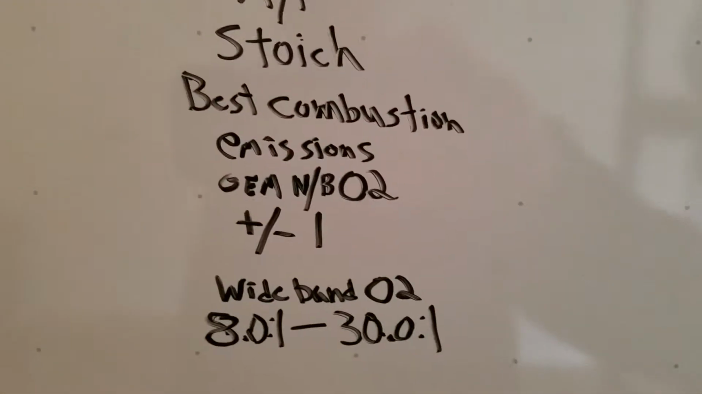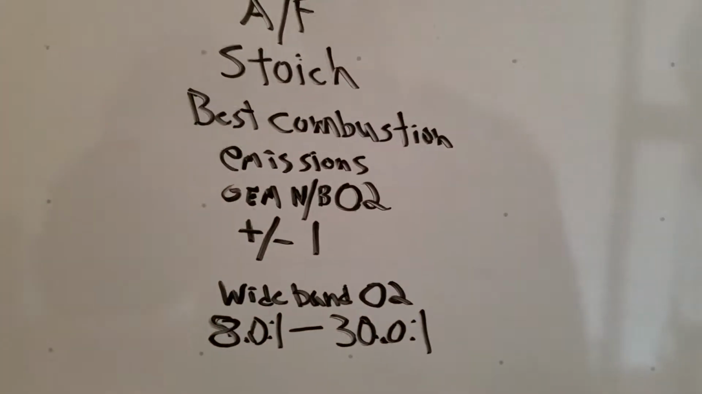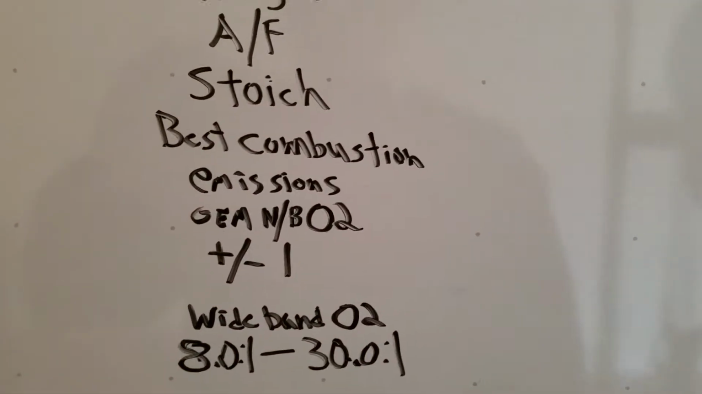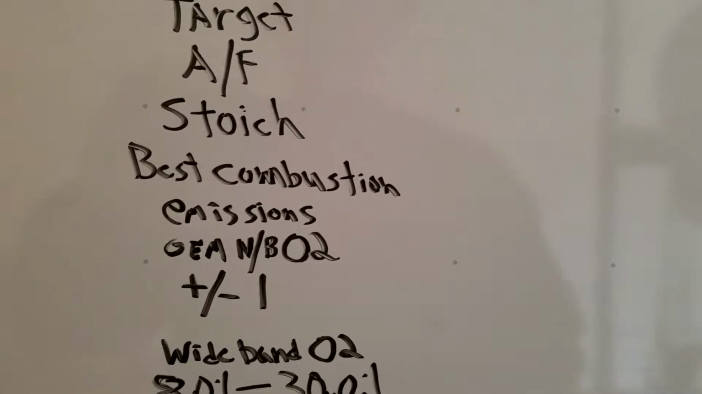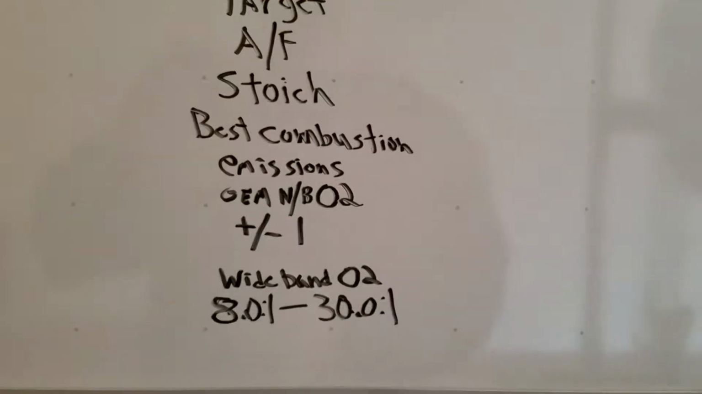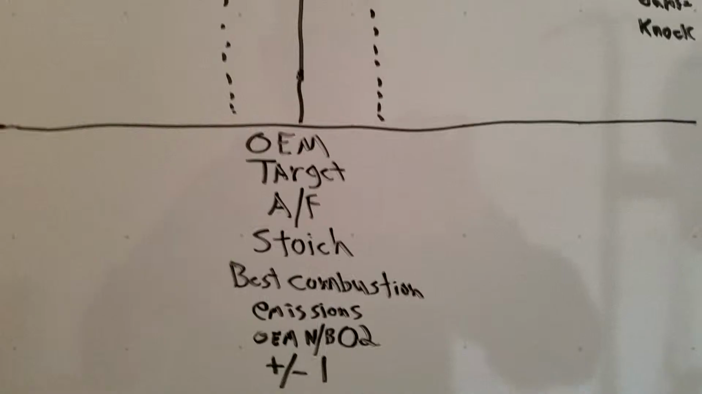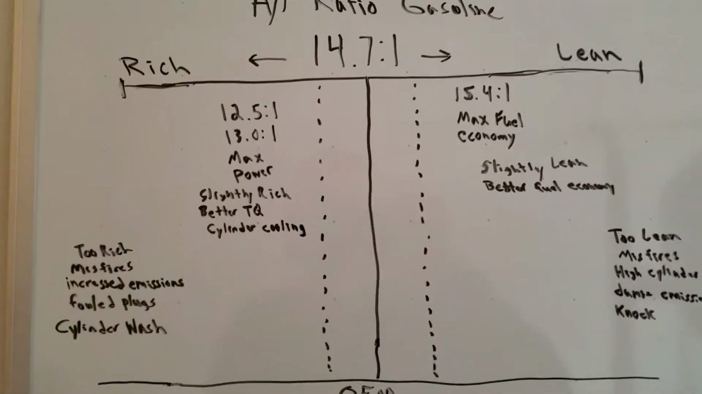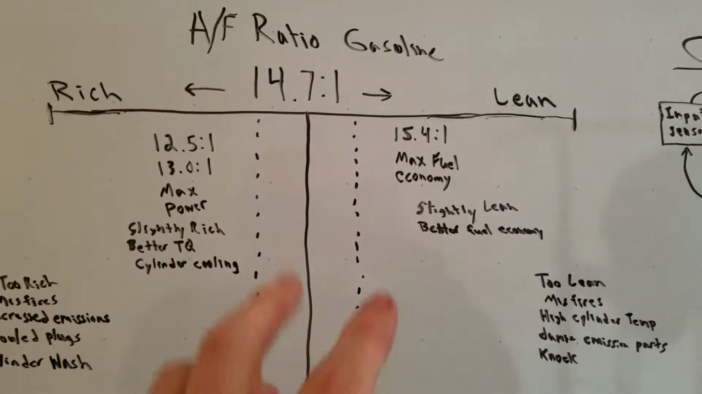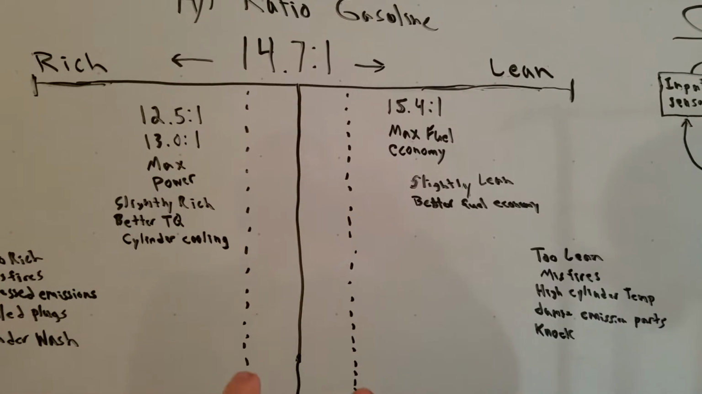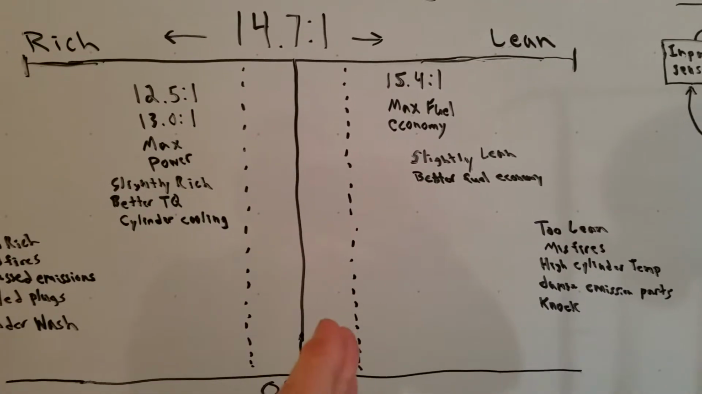Generally, our OEM O2 sensors, our oxygen sensors, are going to be a narrow band, and they can't measure very wide. They can only measure a plus or minus 1 ratio, basically. So where I have my dotted lines on here, this is our target, and the dotted lines are generally the range where the narrow band will read.